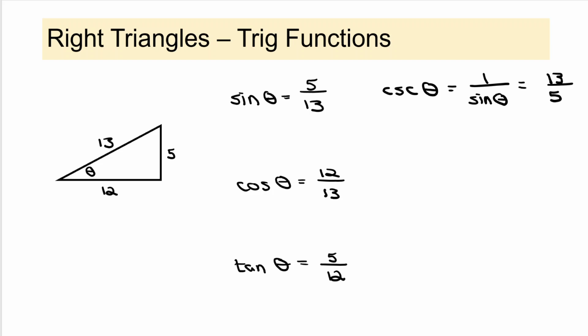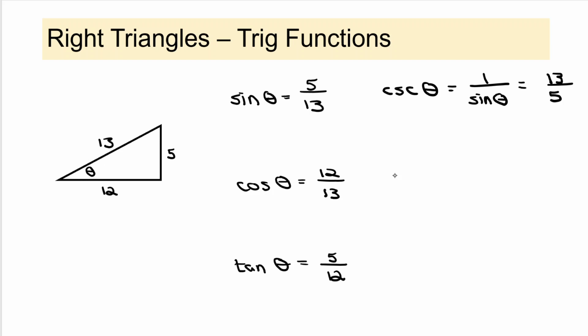So now we found the cosecant of theta. And you can see what 13 over 5 means as well. You can think about cosecant as the ratio of hypotenuse over opposite. Hypotenuse over opposite. So you can also think of it that way.